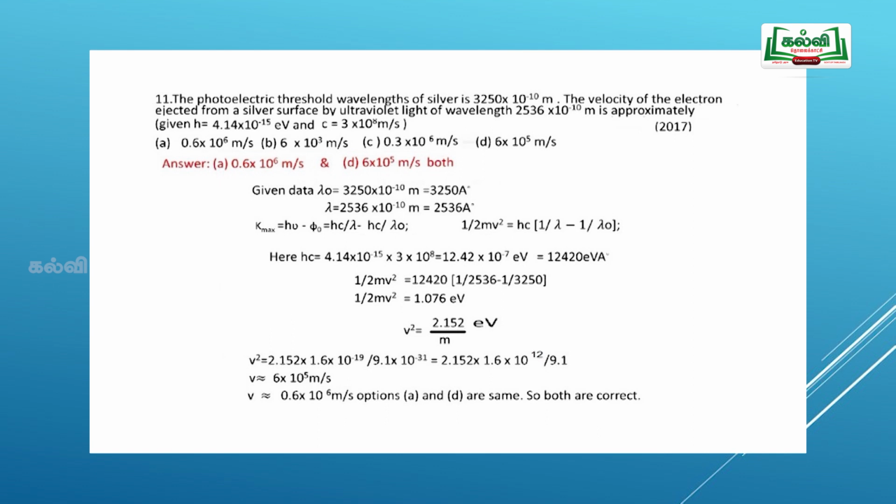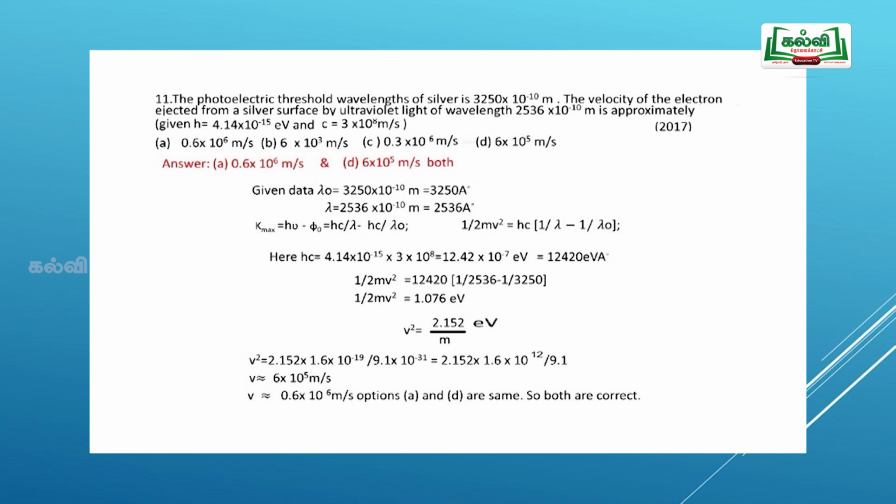Here, this is a question from the 2017 paper. Now option A is 0.6 into 10 power 6 meters per second. Option B, 6 into 10 power 3 meters per second. Option C, 0.3 into 10 power 6 meters per second. Option D is 6 into 10 power 5 meters per second. There are two correct options for this question. If there are two options, both the options will be given a mark, so don't worry about it. Whatever you find correct, you write it in the paper.